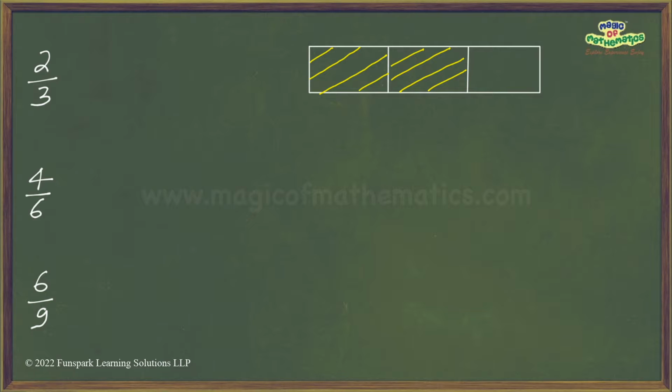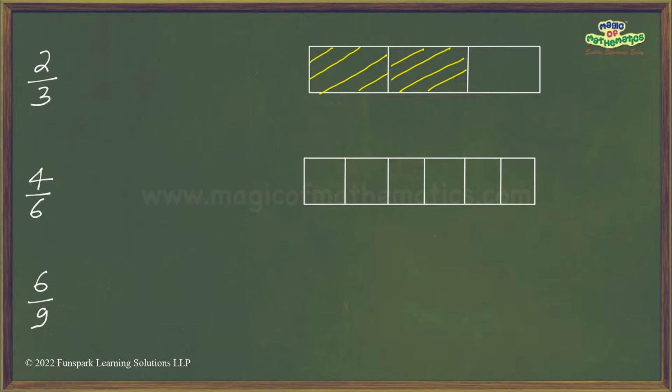For representing 4 over 6, I need to take a whole and divide it into 6 equal parts. For doing this, I'll first divide the whole into 3 parts as before, and then divide each of the 3 parts into 2 equal parts, getting a total of 2 times 3, that is 6 equal parts. I need to shade 4 of these parts. Four is the same as 2 times 2.